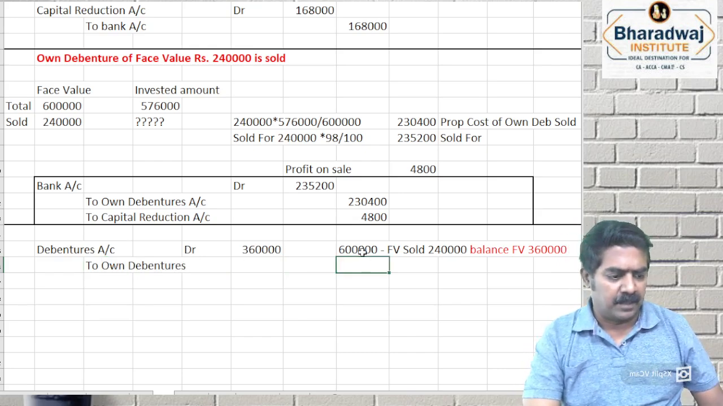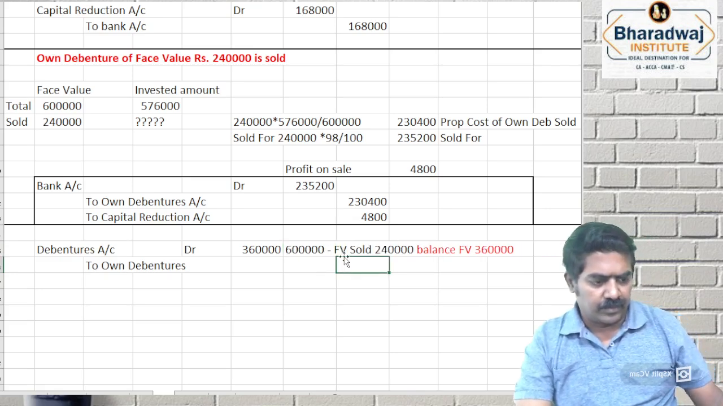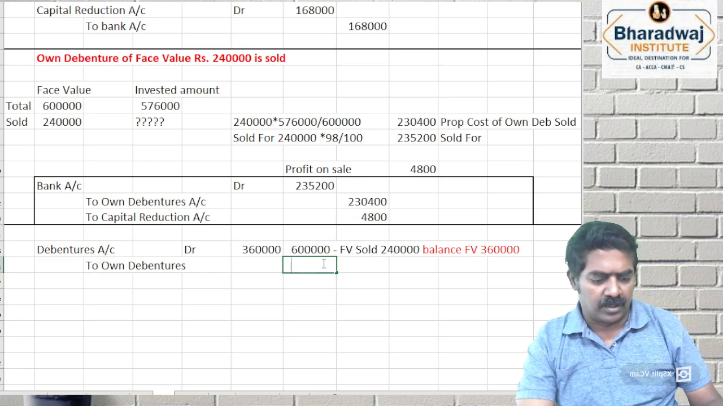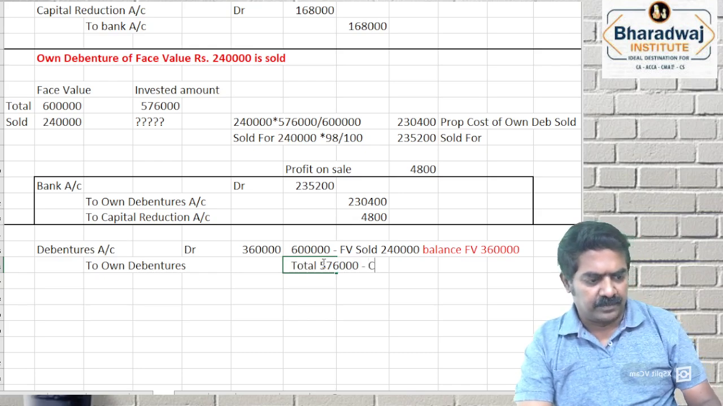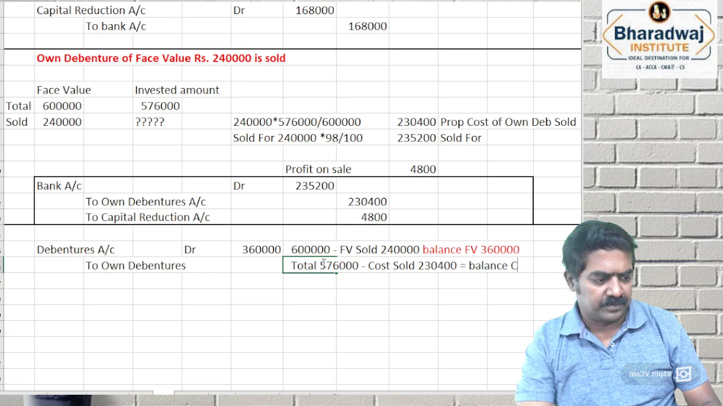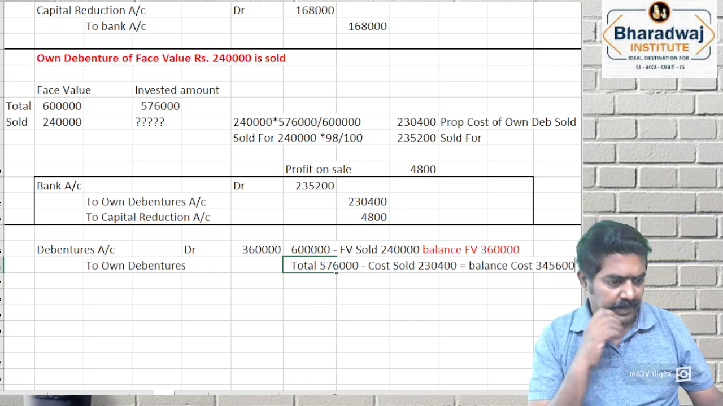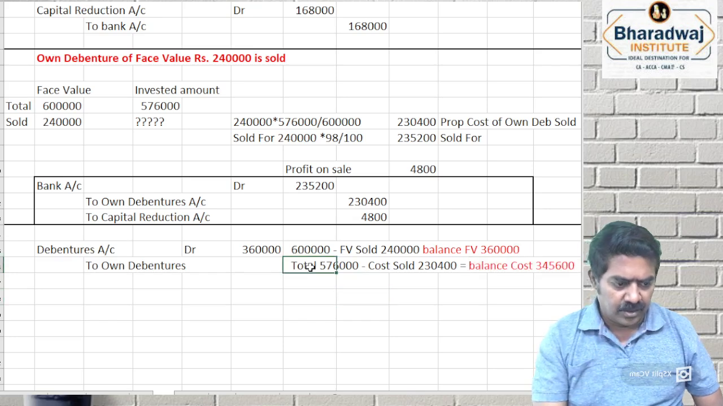Own debentures, wait. Out of the total debentures, what is the own debentures? Out of the investment of 5,76,000, how much is sold? Cost of investment sold is 2,30,400, so the balance cost will be 3,45,600. Any doubt in it?